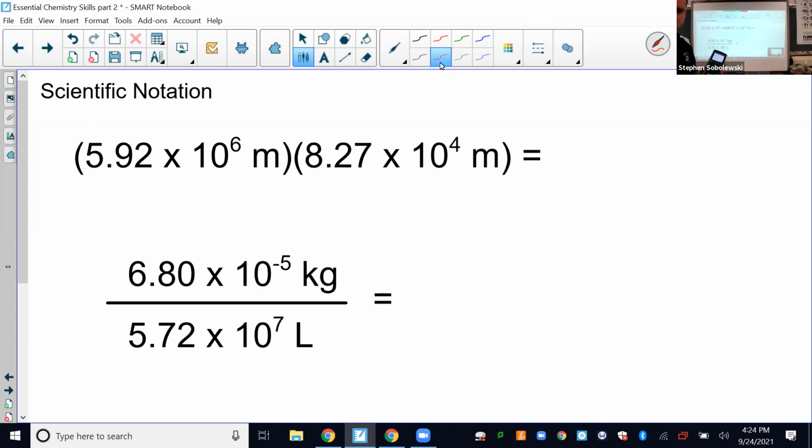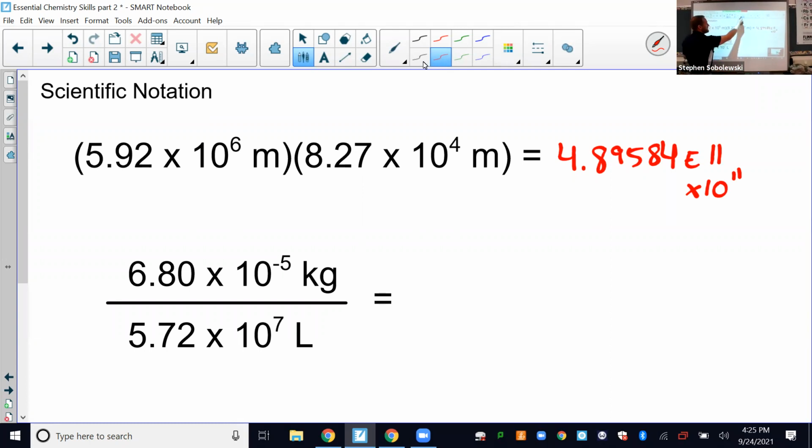So 5.92 E6. This other value, 8.27 E4, I can just multiply times 8.27 second, comma, 4. And my answer ends up being this, which is 4.89584 E11. E11 means times 10 to the 11th power. And you need to write it as times 10 to the 11th. Don't write it as E.